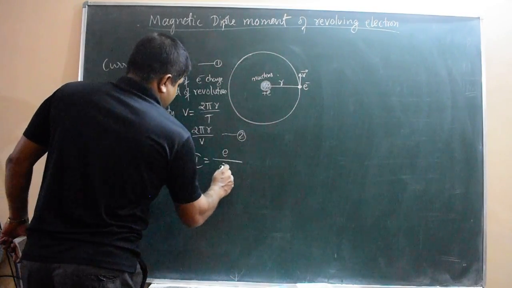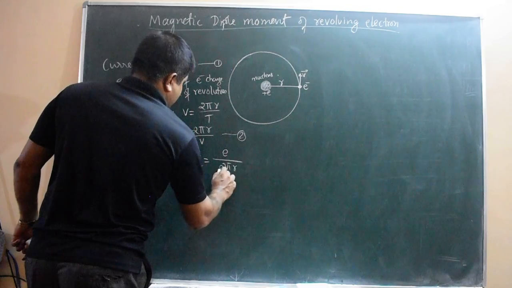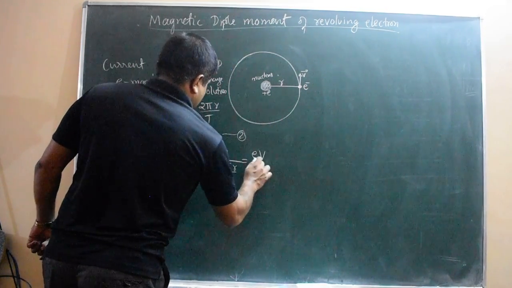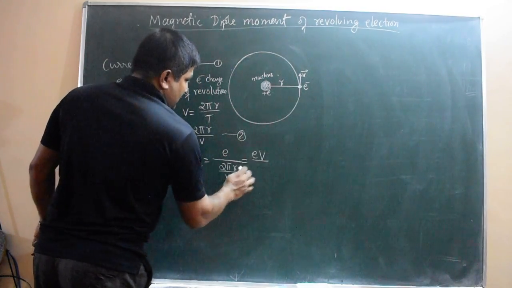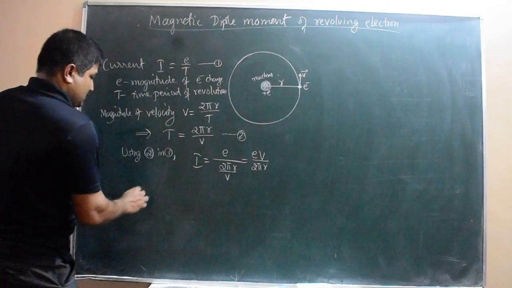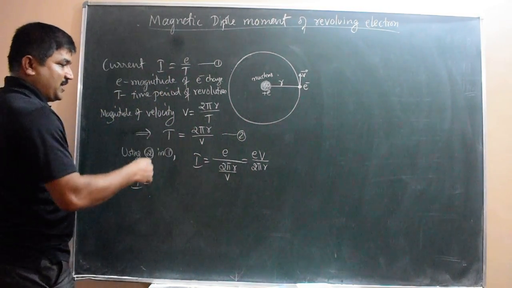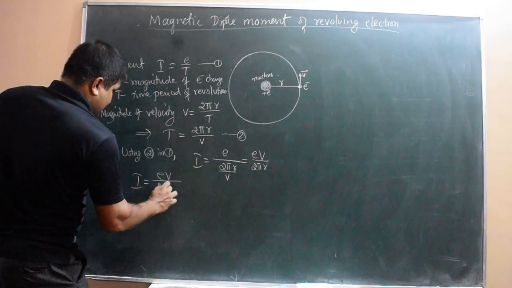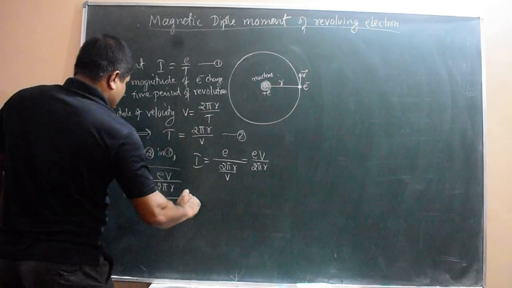Now substitute. Here it is 2 pi r divided by v. So this becomes e v by 2 pi r. e into v, small v, divided by 2 pi r. So this is the current. The current I due to electron motion is e v divided by 2 pi r. This is the equation for current.